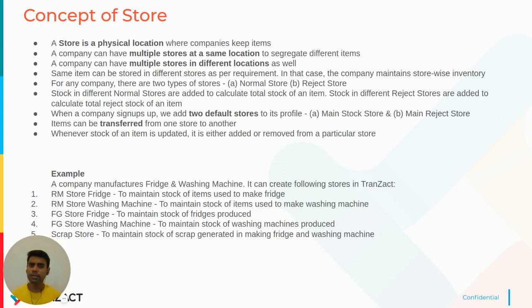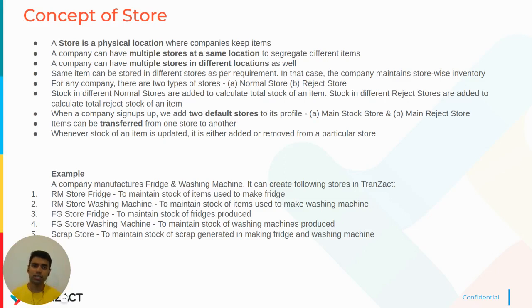Whenever a company creates a profile on TranZact, there are two default stores added to their profile. One is the main stock store and another is the reject store. Typically, those items which they want to throw away, they put into the reject store.